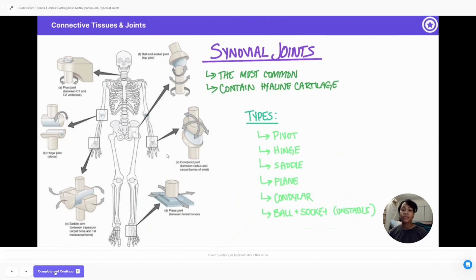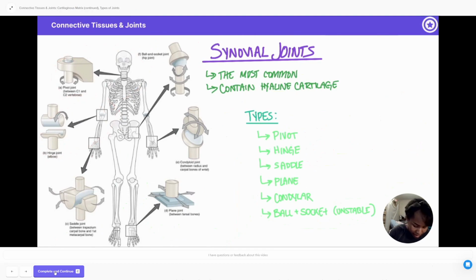So synovial joints are the most common type of joint in our body, and they come in a bunch of different shapes and sizes. We can have pivot joints, which would be like the joint within our necks. This is going to be what allows our necks to pivot in a side-to-side way. We also have hinge joints with our elbows. So this is what allows our elbows to move up and down, and we can extend and contract our arms accordingly.